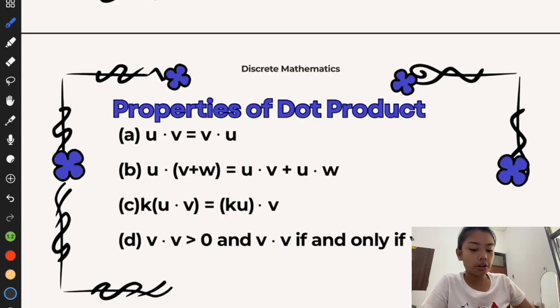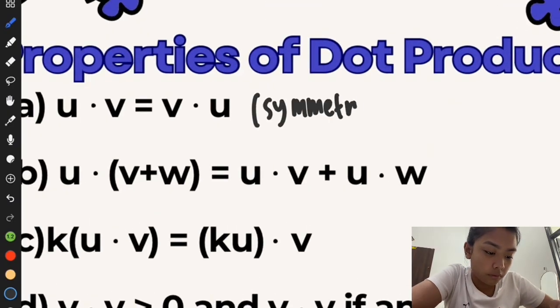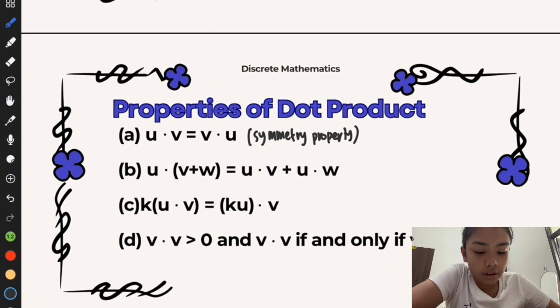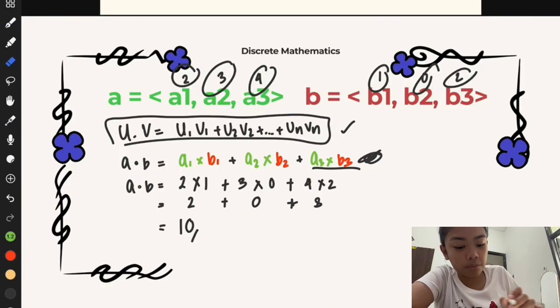Because the dot product consists of multiplications, it has its properties. The first property is called the symmetry property. The symmetry property says that U dot V is equal to V dot U, because this applies to any kind of multiplication. It's as simple as if you multiply 1 by 2, it's the same as multiplying 2 by 1. If you want to further prove this property, we can use our example from before.